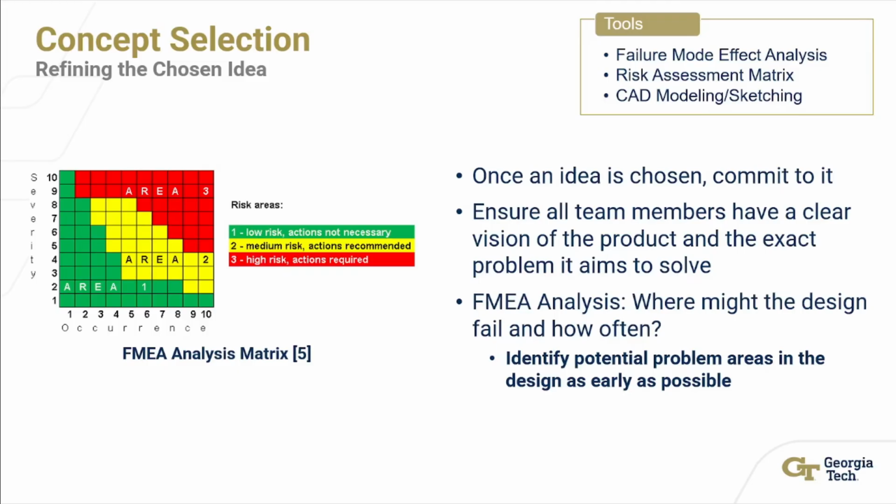Additionally, you can perform an early stage FMEA analysis, failure mode effect analysis that is. Where might the design fail and how often? And identify potential problem areas in the design as early as possible. To do this, again, we can use a failure mode effect analysis, as shown on the left. And also we can use a risk assessment matrix, and now would be a great time to start CAD modeling and sketching and going into much more detail about how this product will come to life.